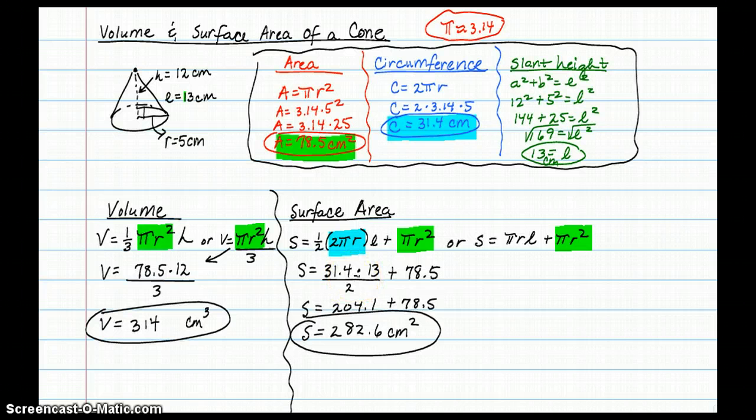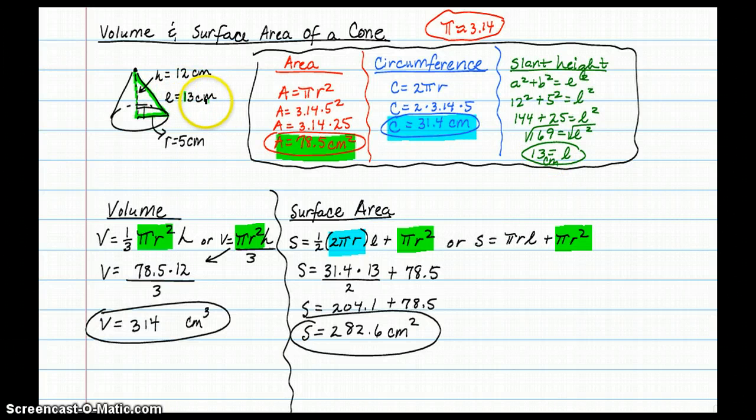Then you have your slant height. Your slant height is this little right triangle right here. You have 2 legs, so you can find that hypotenuse. So you had 12 squared plus 5 squared, which is 144 plus 25 equals L squared. That's 169 equals L squared. You take the square root of L squared to get L. Square root of 169 is 13 centimeters.